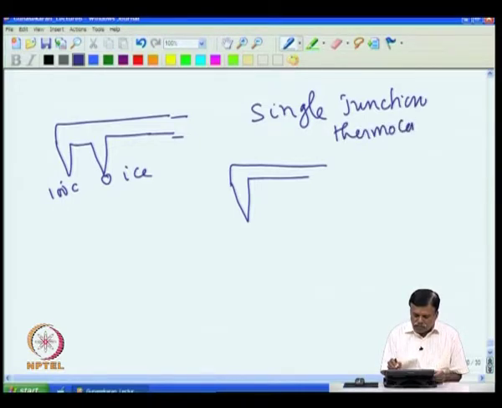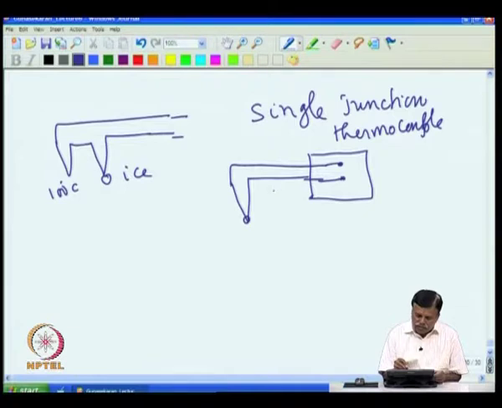Actually, single junction is only a misnomer; there is no single-junction thermocouple. The second junction is formed indirectly. For example, if I terminate this single junction in copper, then this is one metal X, and this is another metal Y wire. So, X and copper form one junction here, Y and copper form a second junction, and X and Y form a third junction. So, basically you have one junction, two junctions, three junctions.